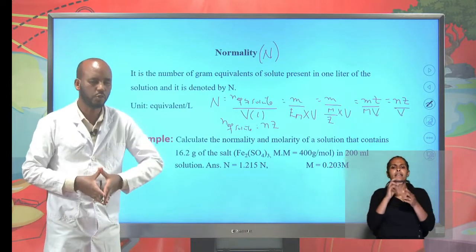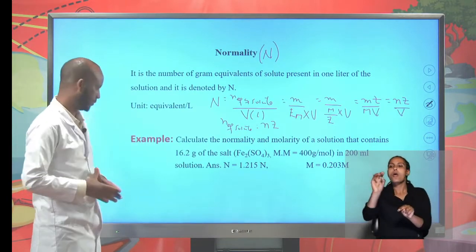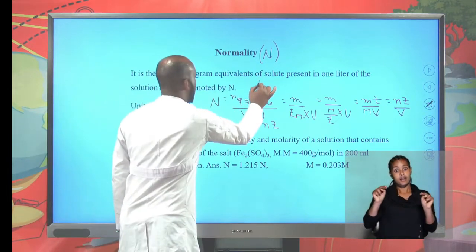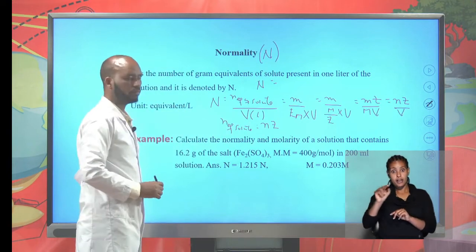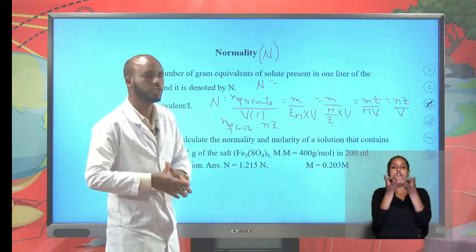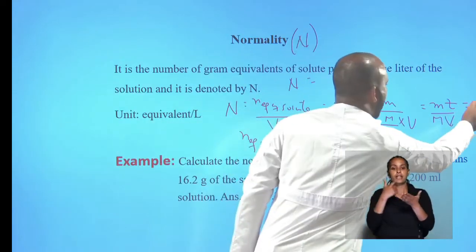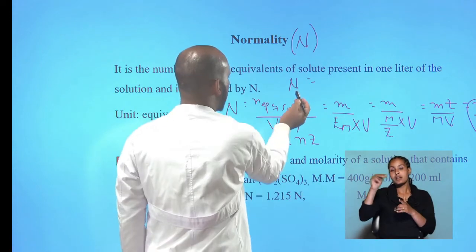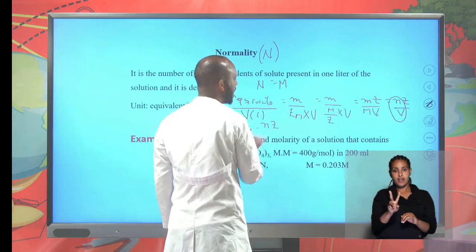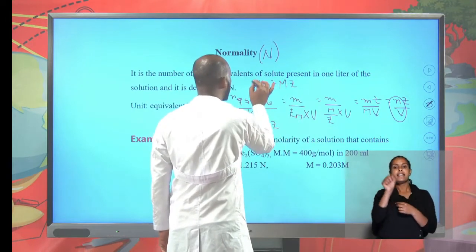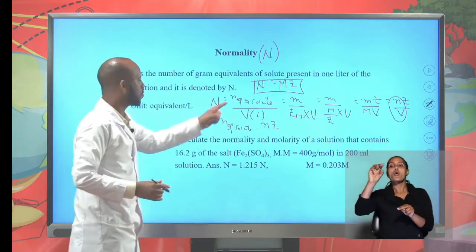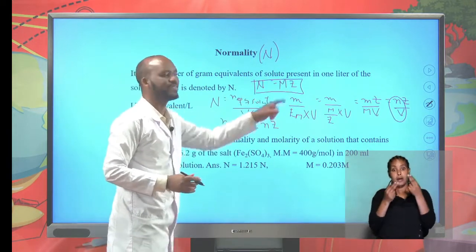What is the relation between normality and molarity? Normality equals number of moles of solute divided by volume, which is the molarity of the solution. Therefore, normality equals n divided by V, which is molarity, capital M, times Z. This is the relation between normality and molarity: normality equals molarity times Z.